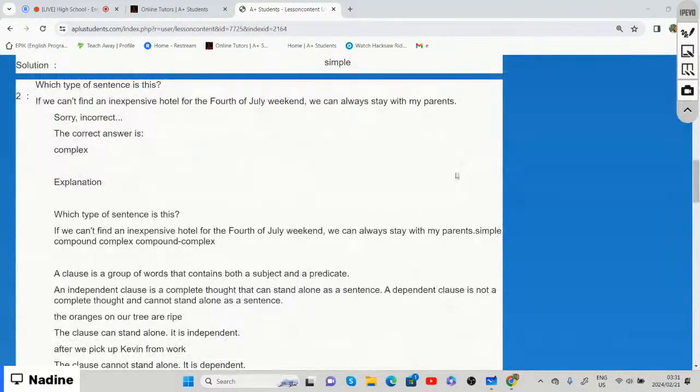All right, if we look at the next sentence, it says, if we can't find an inexpensive hotel for the 4th of July weekend, we can always stay with my parents. So we need to say which type of sentence it is: a simple sentence, compound sentence, complex, or compound complex sentence.